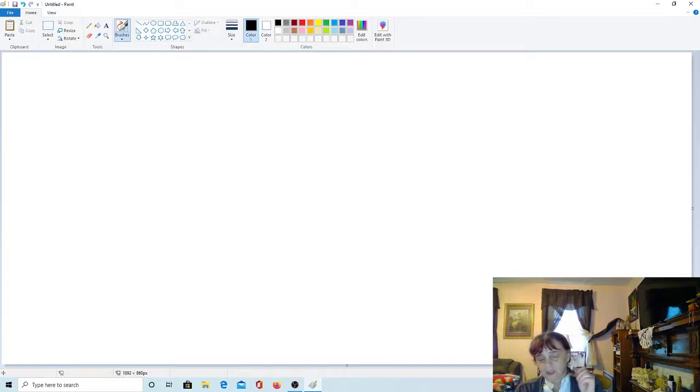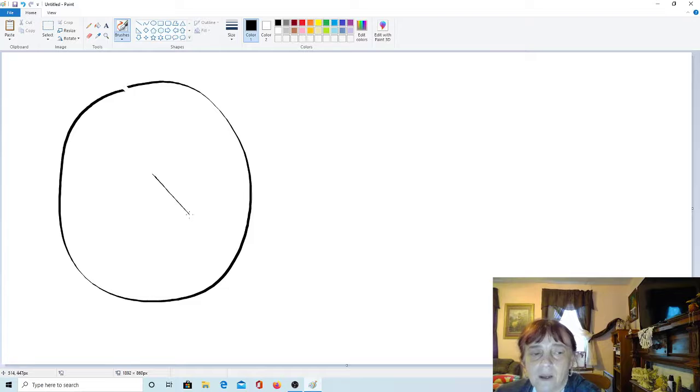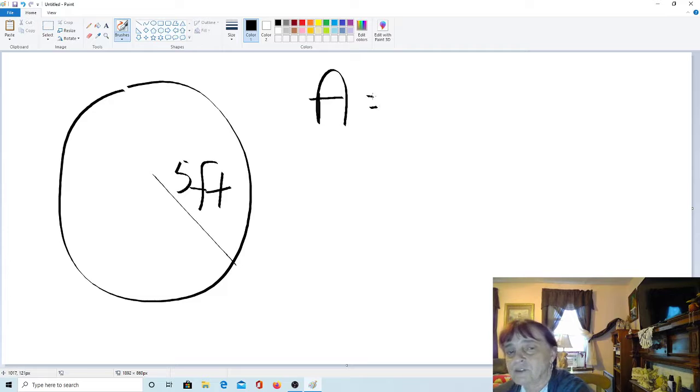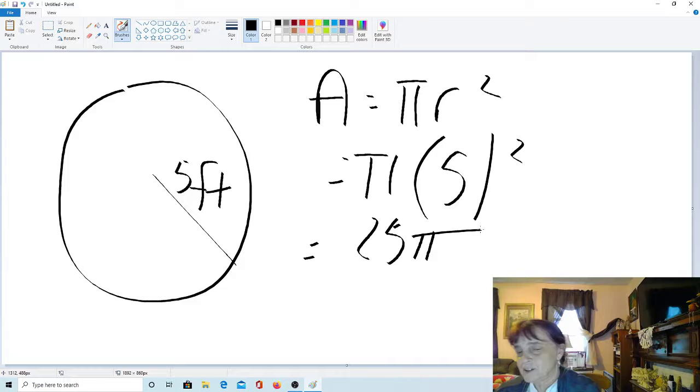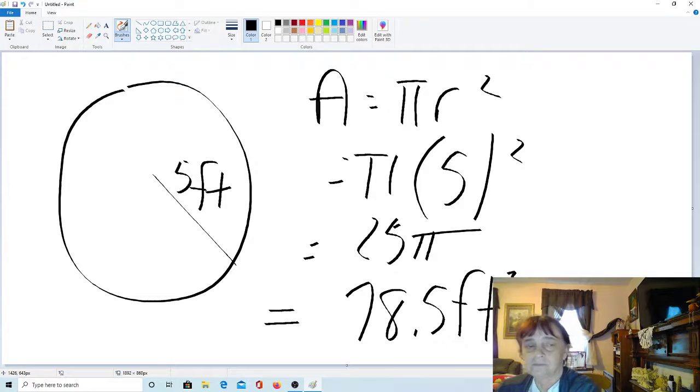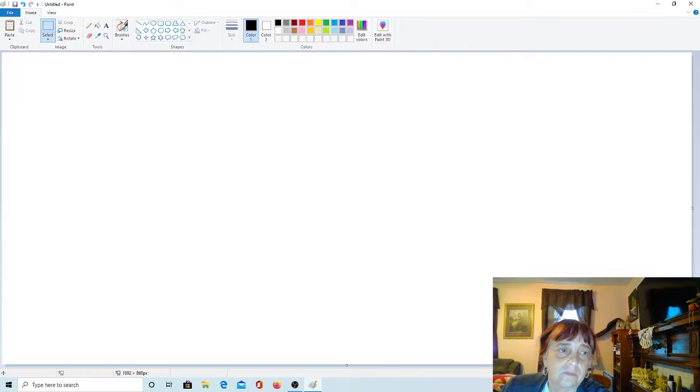And the area of a circle. Here's the radius again. Let's say this is 5 feet. The area of a circle is pi r squared, which is pi times 5 squared, which is 25 pi. 25 pi is 78.54, or 78.5 square feet. Okay, so that's the area and perimeter.